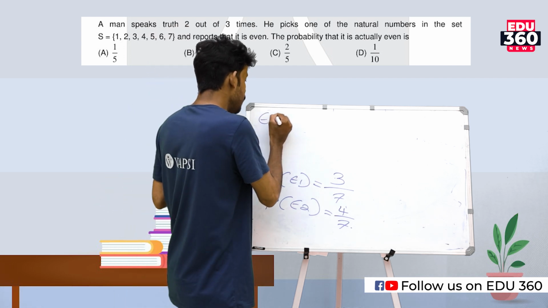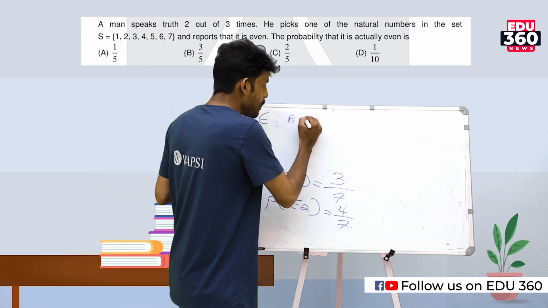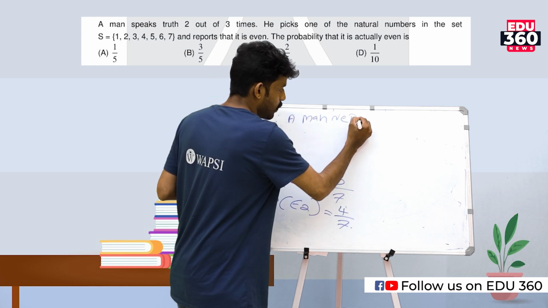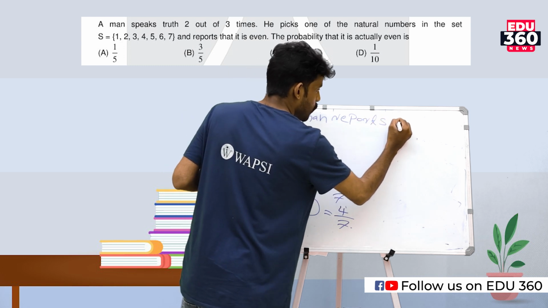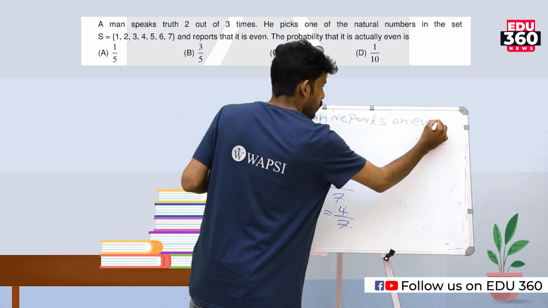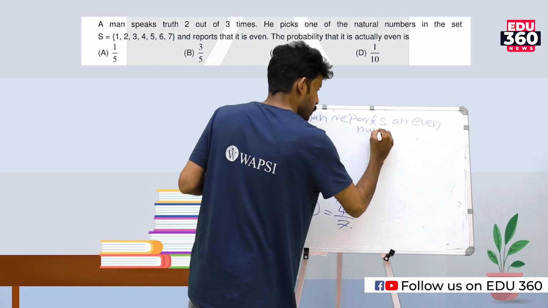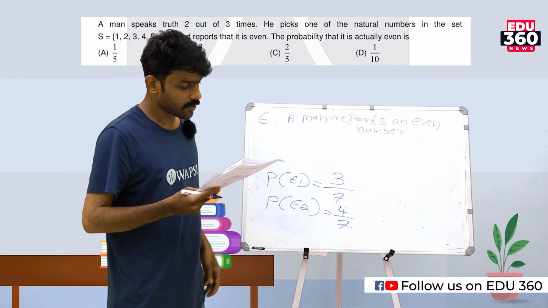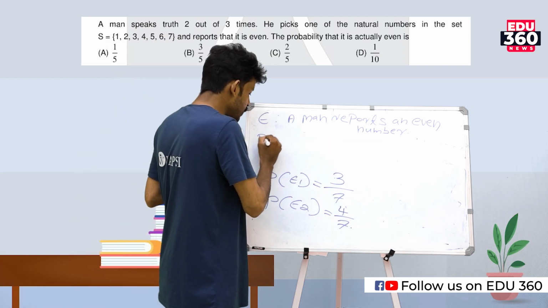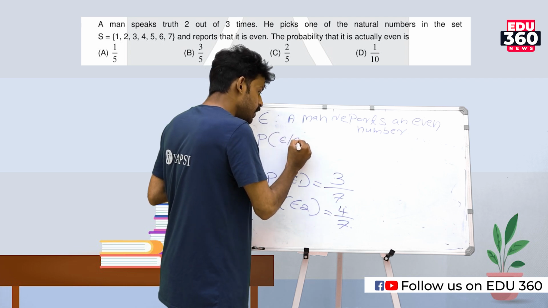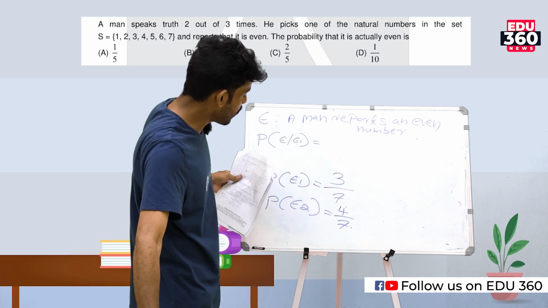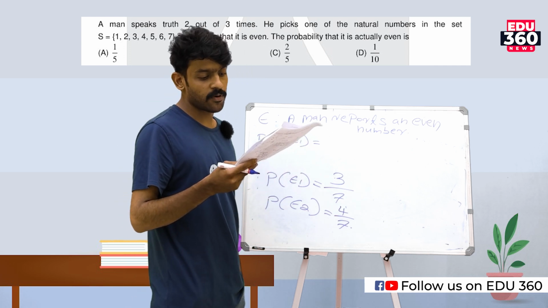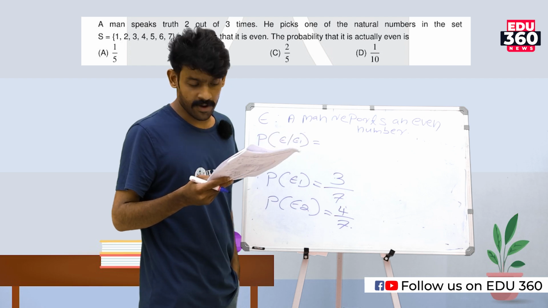So what is E? A man reports an even number. Yes, a man reports an even number. Then P of E bar E1, what is that? E bar E1 means the probability that the man reports even given it is even.